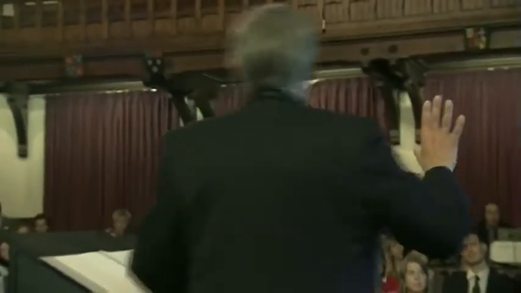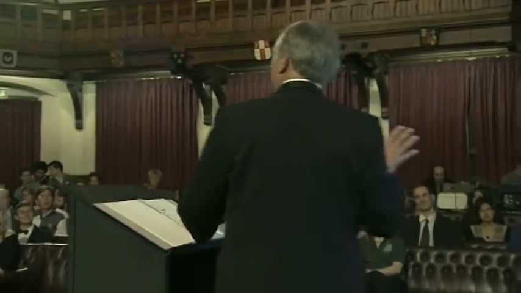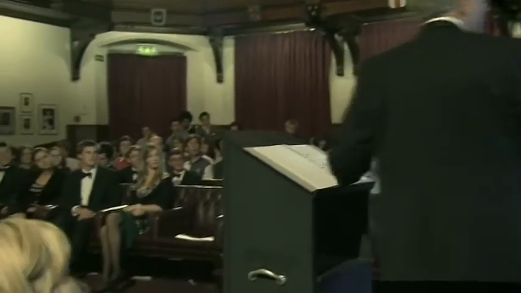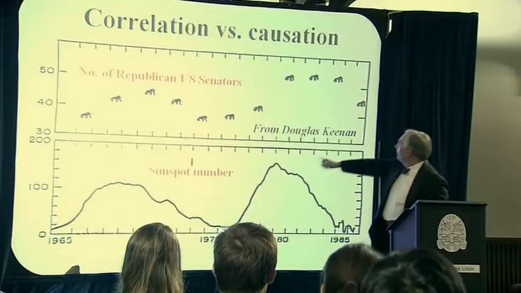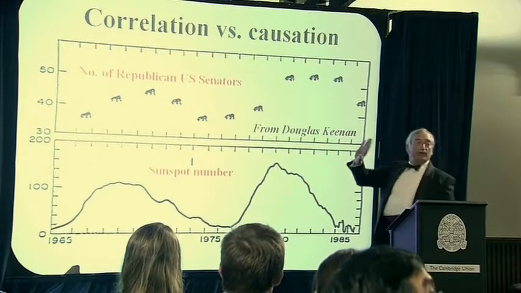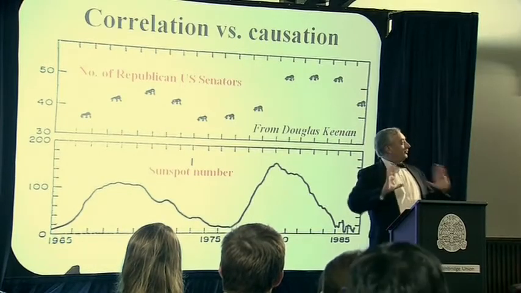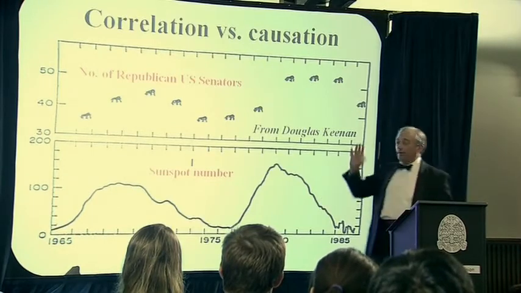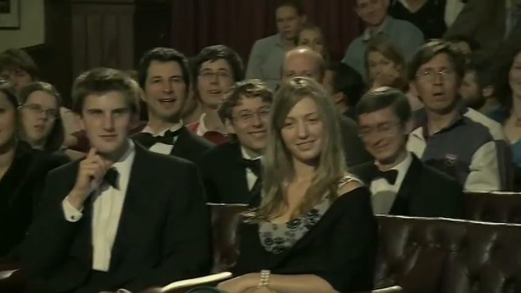Now, one of the problems we've seen is that correlation doesn't always imply causation, and it didn't in Gore's case, because here we've got sunspot number on the bottom and the number of Republican senators in the US Senate. There's a beautiful correlation there. I think you'll have to accept that I have now, actually it was Douglas Keenan, a friend of mine, who has identified a really important climatic result.